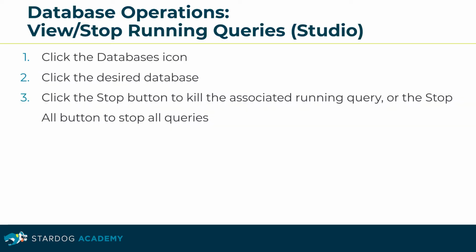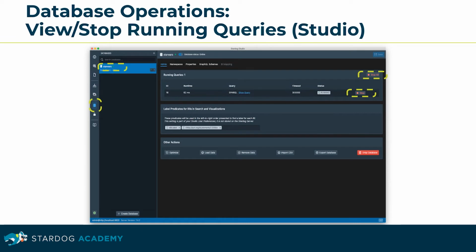The next database operation we will discuss is viewing or stopping running queries. Using Studio, first click the blue Databases icon, then select the StarWars database. The running queries are displayed. If desired, click the Stop button to kill the associated running query, or the Stop All button to stop all running queries.